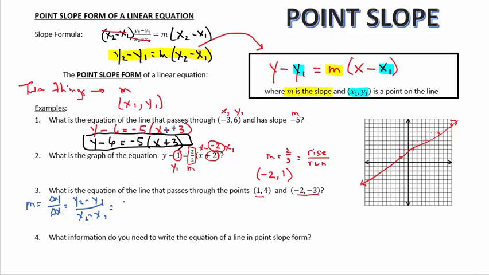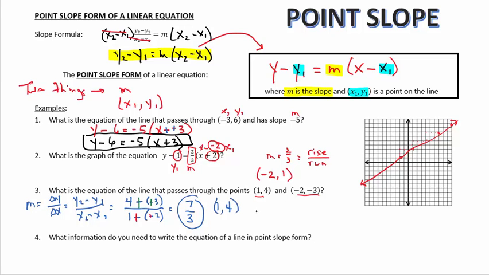I'm just going to start with the 4 for the y, so 4 minus negative 3, over, since I started with the 4 for the y's, I have to start with the 1 for the x's, 1 minus negative 2. Use your keep, change, change rules. Keep the 1, change to addition, change to positive. So when I do that, it just gives me 7 over 3. So that's my slope. Now I'm going to use my slope with one of these points. I'll just pick 1, 4.